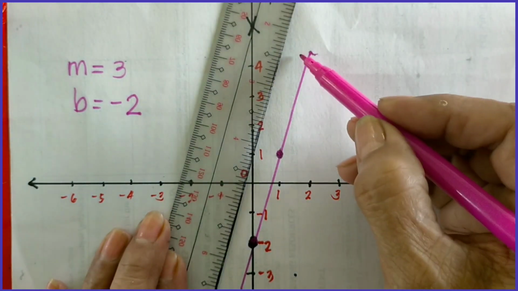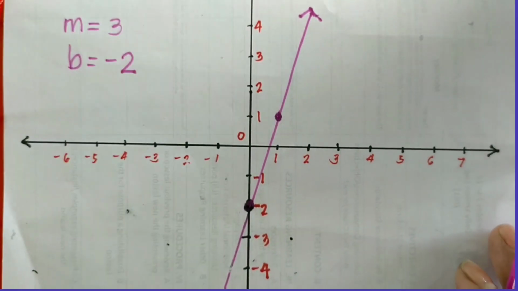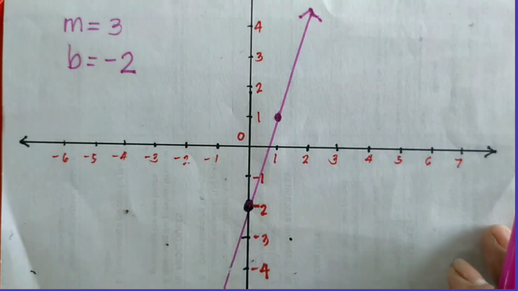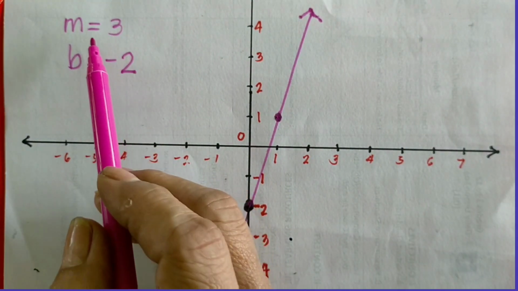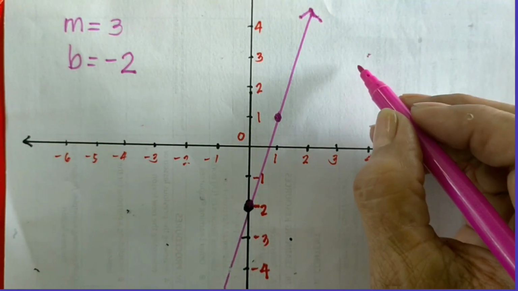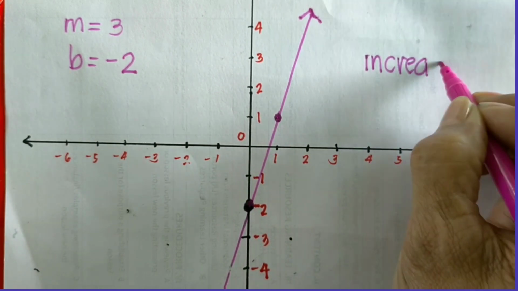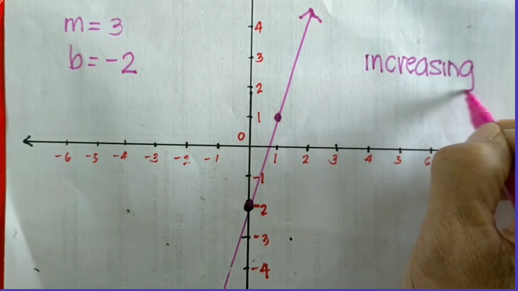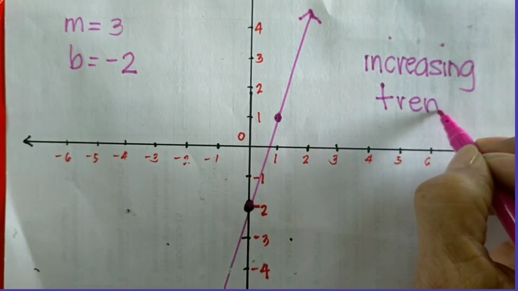Now, what do you notice about our line? Our line goes up to the right. So if our line goes up to the right, then we have a positive slope and the trend is increasing. Increasing trend because our line goes up to the right.